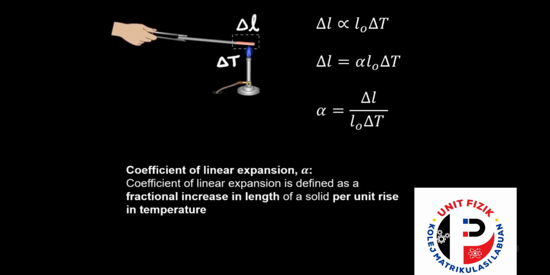Alpha is the coefficient of linear expansion and is defined as the fractional increase in length of a solid per unit rise in temperature. And the unit for alpha is per degree Celsius or per Kelvin.